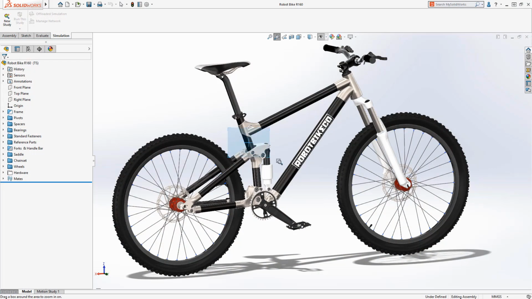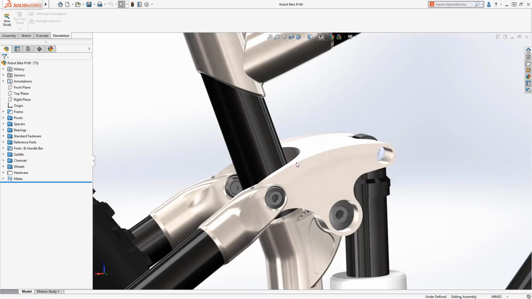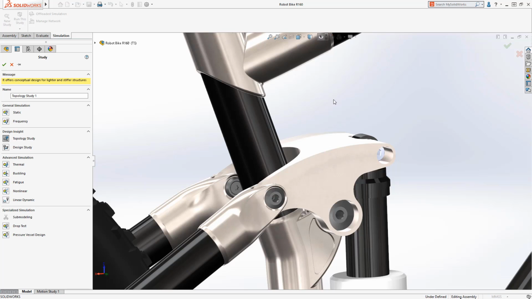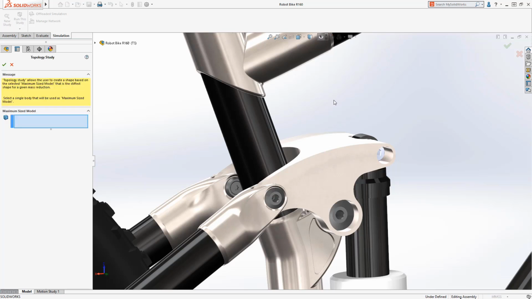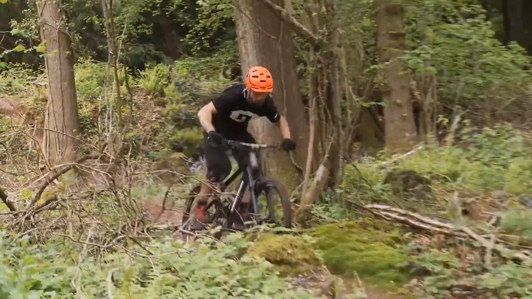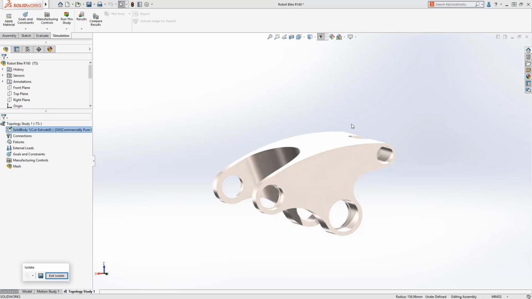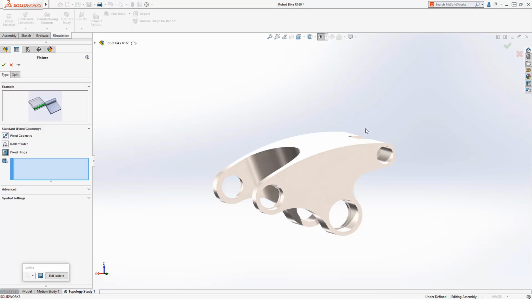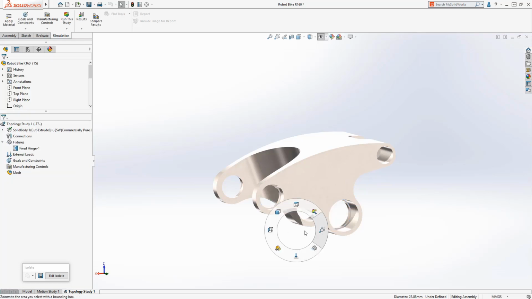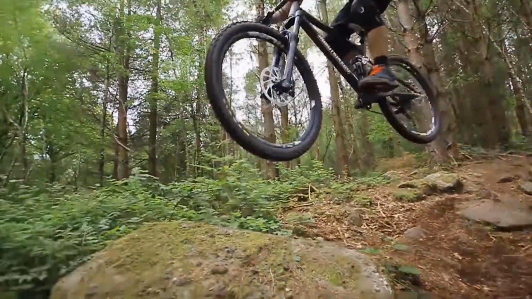Let's look closer at the rear suspension of our bike and focus on this rocker arm. Designs often begin like this, with a basic functional shape. Finding the ideal geometry to meet performance goals can be automated using a topology study. Traditional simulation fixtures, like these bearing surfaces, are quick and easy to apply. Next, we'll add the force the rear suspension shock applies as the rider hits bumps and jumps.